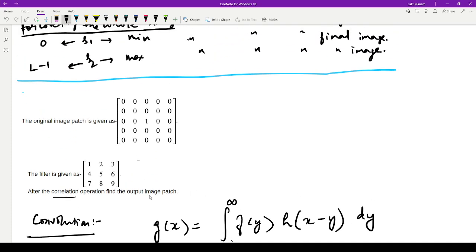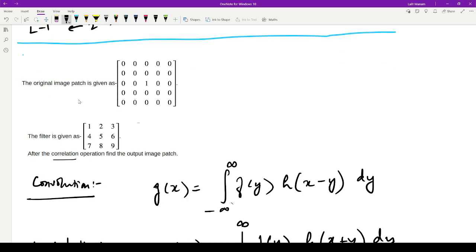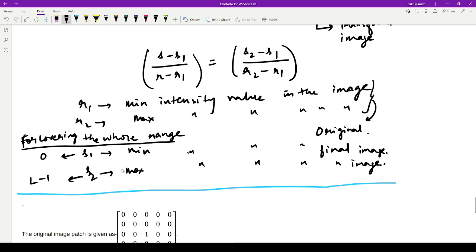So what kind of operation is this? Is it spatial or point? Point operation. Spatial operation. Need to consider the neighbor pixels also. Yes, it's a spatial operation.